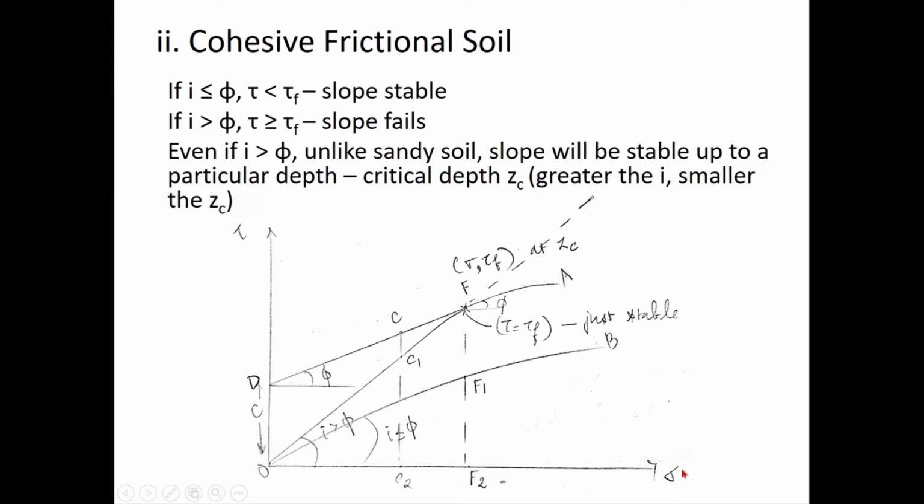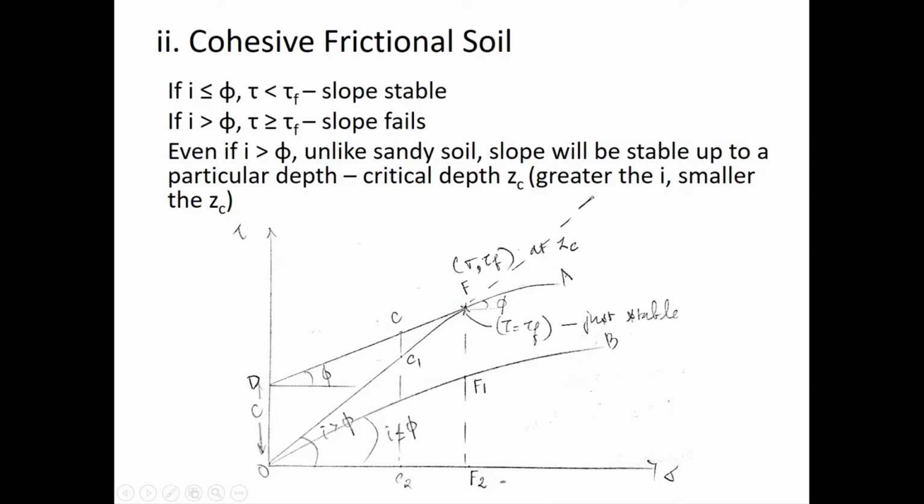Imagine the same tau-sigma space. So this is the c-phi soil. Obviously OD is my cohesion, right? We saw the Mohr circles and shear strength envelope for c-phi soils. You know that there will be a c intercept along this tau axis, and the line will be inclined at an angle phi. So basically my shear strength of the soil, tau f, is equal to c plus sigma tan phi. That's my basic equation, isn't it?